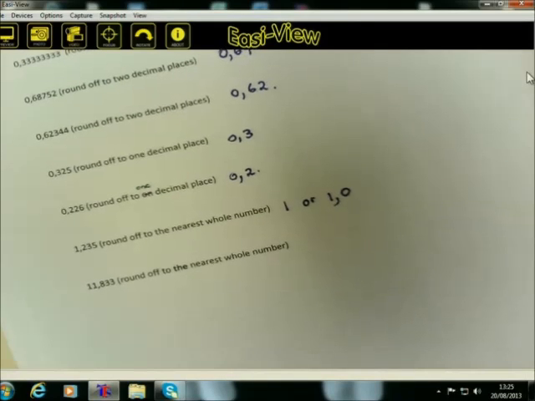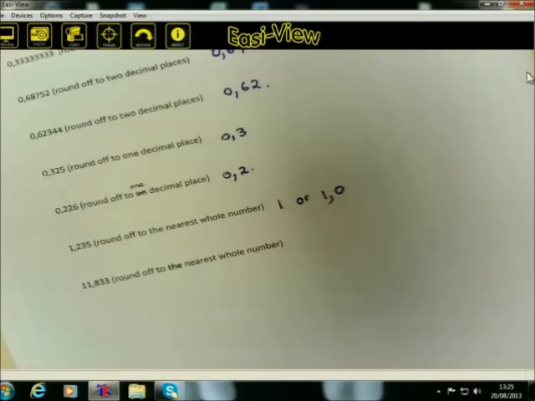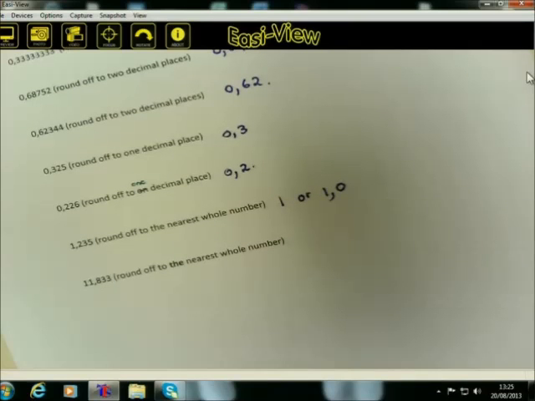Remember what I said to you earlier on. There are different ways in which we can express numbers or number values. Look at this last one. It's one for you to try again. Please, 11,833. Round it off for me to the nearest whole number. In other words, make it comma free. Take out that comma, make it a whole number. Let me give you a moment.